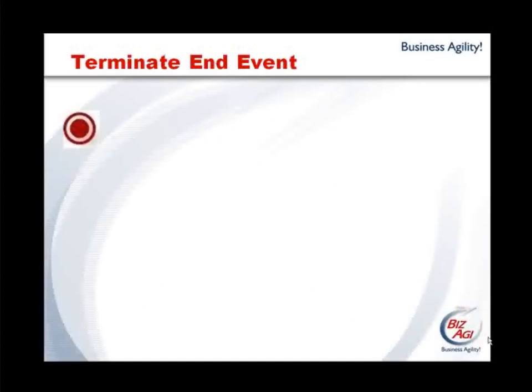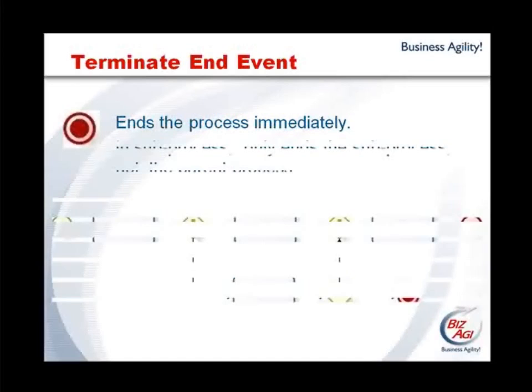The termination end event. This type of end indicates that the process has finished, i.e., when one of the routes of the flow arrives at its end, indicating that the process has completely finished, even though there are other flow routes outstanding.